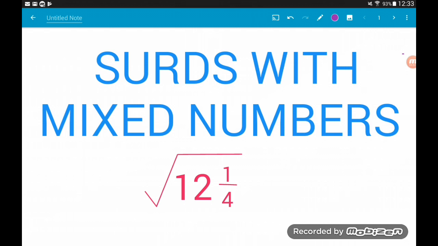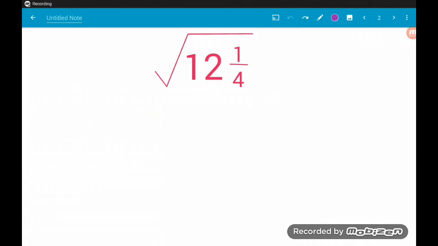So the big skills that we want here are turning a mixed number into an improper fraction, simplifying surds, and rationalizing denominators. So if any of those sound tricky or give you any trouble when we go through this video, do check out the videos on those three skills and then come back and play with this video. Okay, let's get cracking.